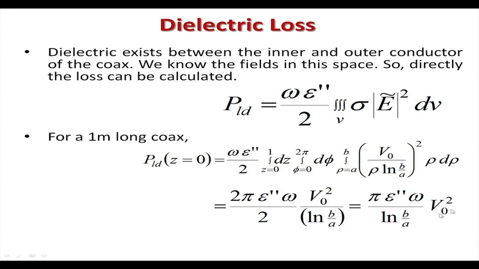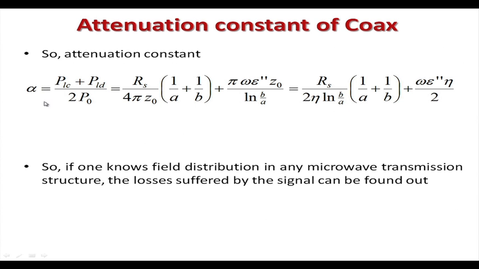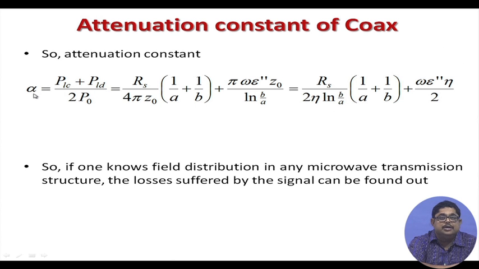So, that we have shown to be this value. Now we sum. So, the total attenuation constant is this by 2 P naught. So, this is the value. If one knows the field distribution, actually this we have seen for coax.